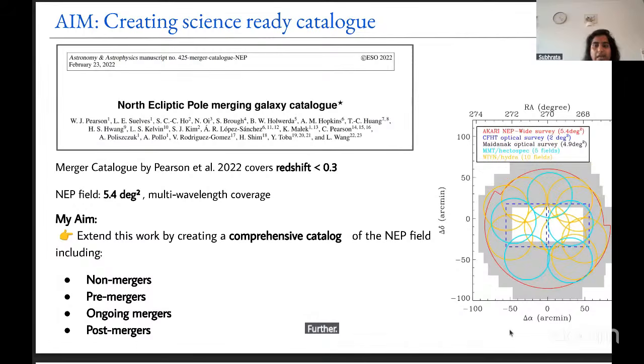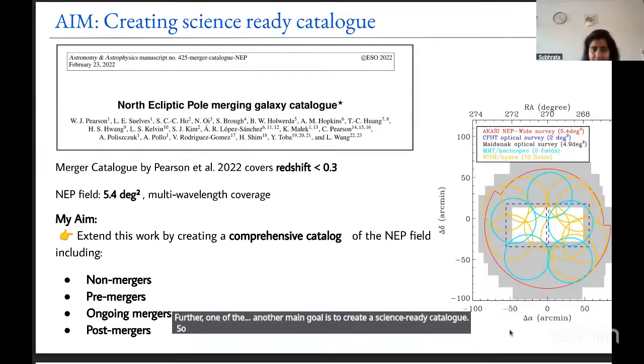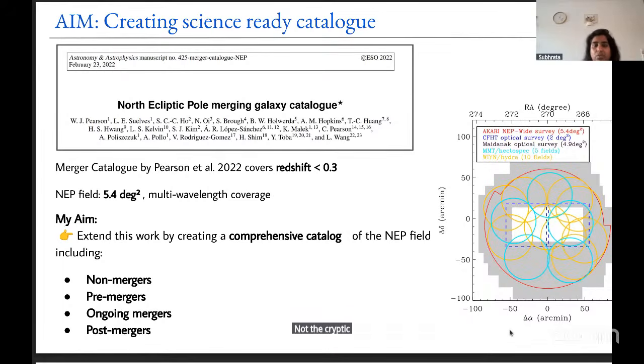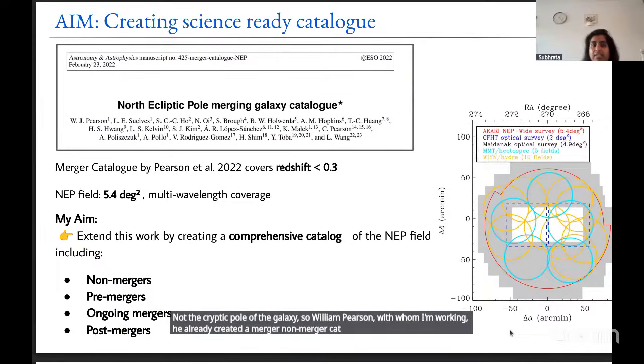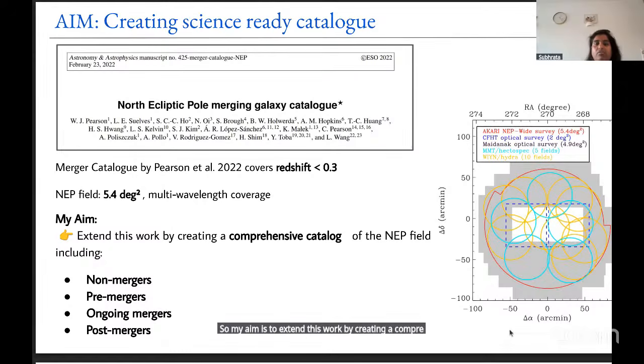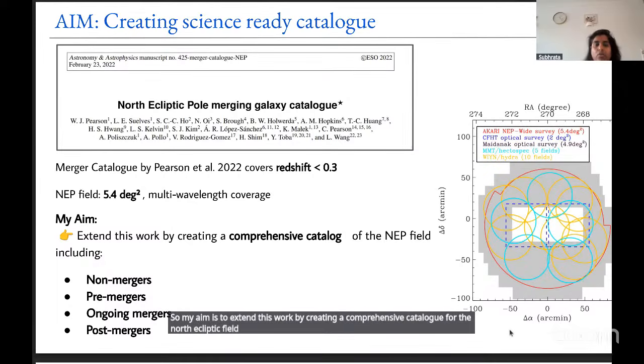Further, one of the other main goals is to create a science-ready catalog. This is for the North Ecliptic Pole field. William Pearson, with whom I'm working, already created a merger non-merger catalog for this North Ecliptic Pole area of the sky, which is about 5.4 square degrees. It has a plethora of multiwavelength data, so a lot of potential science to do. It is also a subfield of Euclid, so that is quite amazing as well. So my aim is to extend this work by creating a comprehensive catalog for the North Ecliptic Pole field which includes the non-merger, pre-merger, ongoing merger, and post-merger galaxies.